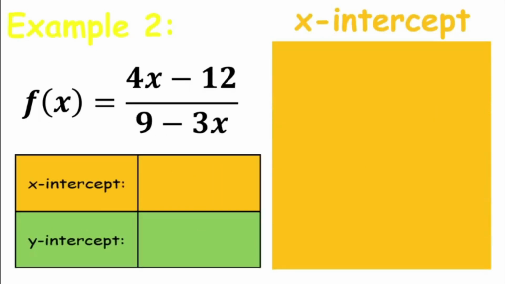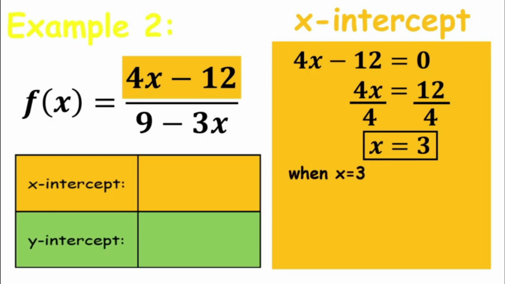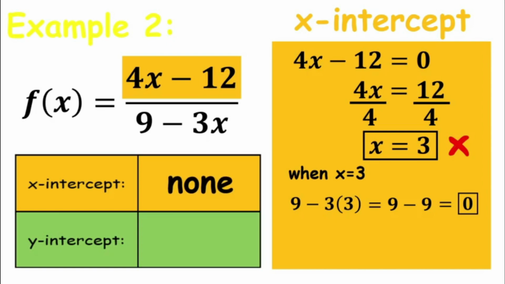Example 2. The numerator is 4x minus 12. 4x minus 12 is equal to 0. Transpose negative 12, we have 4x is equal to 12. Divide both sides by 4, we have x is equal to 3. Let's substitute 3 for x in the denominator to see if it is an x-intercept or not. When x is equal to 3, we have 9 minus 3 times 3 is equal to 9 minus 9, which is equivalent to 0. Since the result is 0, we can say that 3 is not the x-intercept of the function. So the function has no x-intercept.